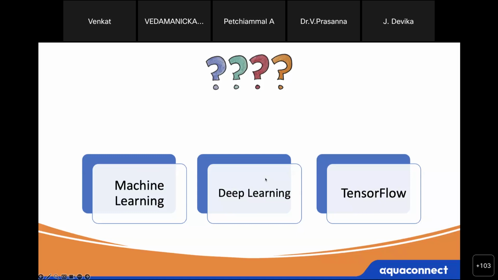So, in short, machine learning is like teaching your computer to learn from experience. Deep learning is a more complex subset of machine learning that uses a layered structure called neural networks. And TensorFlow is a tool. You can use it to do both machine learning and deep learning.